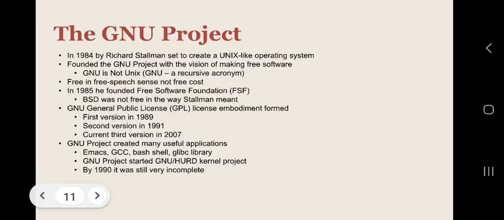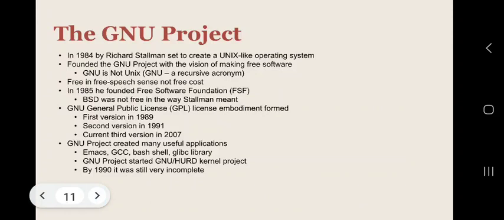So the GNU project was founded by Richard Stallman, and he was determined to create a Unix-like operating system at that time, because he wanted to see the source code, because AT&T's source code was not that open. It was not open source as in today's form, as in GNU's form. It was not free for people to modify and so forth. And he founded the GNU project with the vision of making free software.